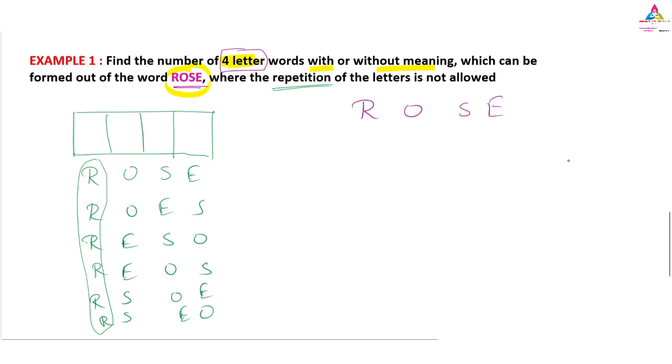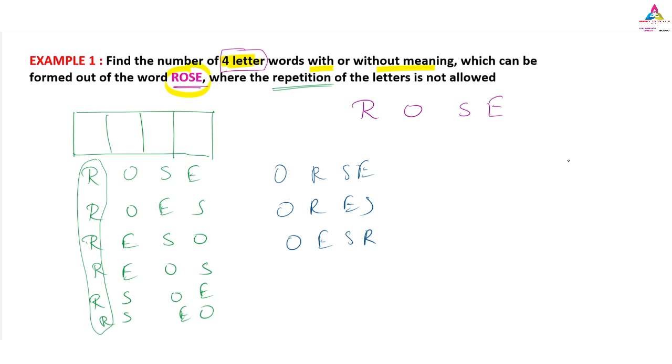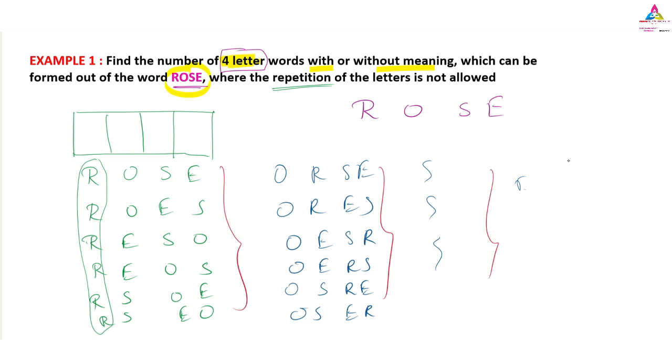Similarly, I can take O first, and you can use the same procedure: ORSE, ORES, OESR. See, I am arranging it in such a way that repetition is not allowed, so it is not repeating anything. So I can write S here, and R and E here, OSER. So this is the end of the O. Similarly, I can go for S at the beginning, then E at the beginning, and I can continue. You came to know how many possibilities there are. Here there are 6 possibilities, here are 6, again it will come 6, and again 6. So we have to do it this way, write down all the terms, and calculate.